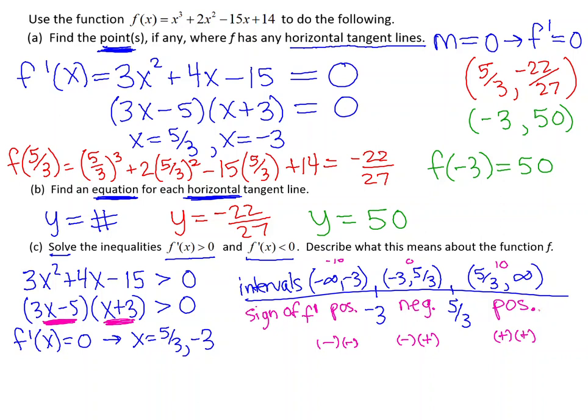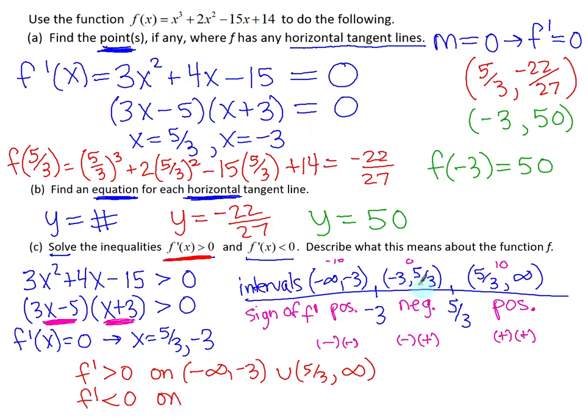So we can now give our answer that f prime is greater than 0 on two intervals. This one where we said positive and this one where we said positive. Negative infinity to negative 3, union with 5/3 to infinity. F prime is less than 0 on that interval where we said f prime is negative. Negative 3 to 5/3. So we answered the question, where is f prime greater than 0 and where is f prime less than 0?